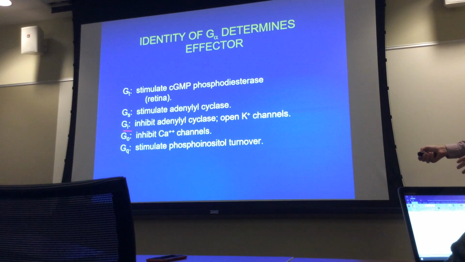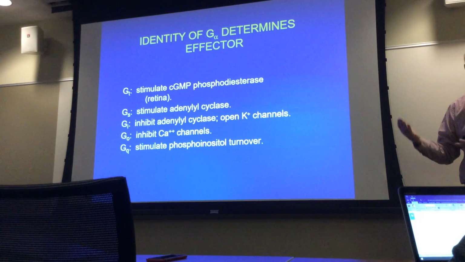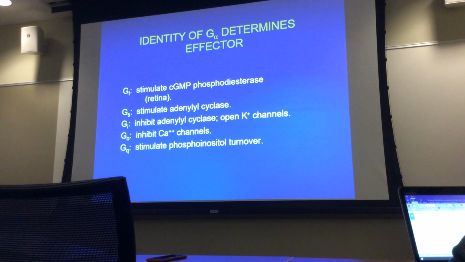Receptors that couple to GO close these calcium channels, prevent the influx of calcium into the cell, and by doing so, they block neurotransmitter release. A very common example of these kinds of receptors are called presynaptic autoreceptors. These are receptors which are designed to inhibit their own neurotransmitter release.